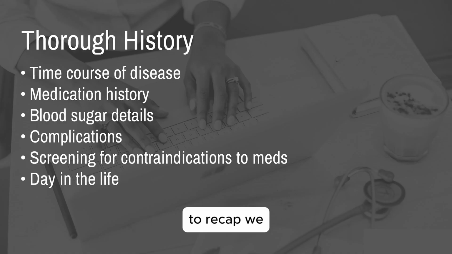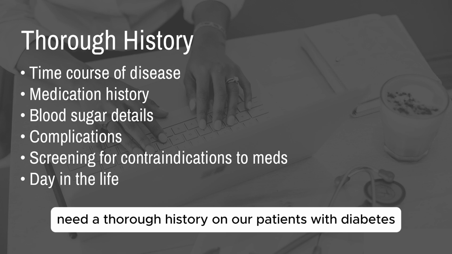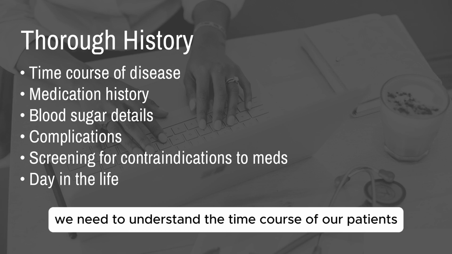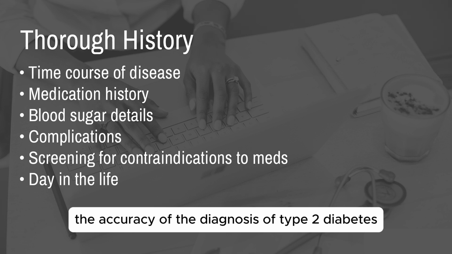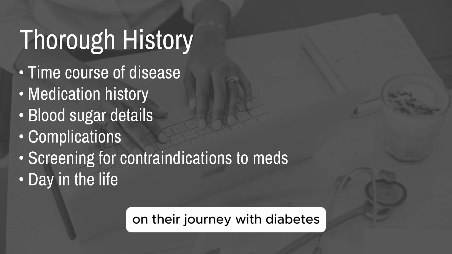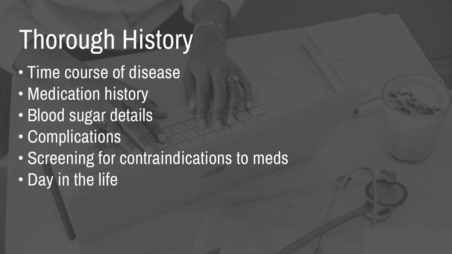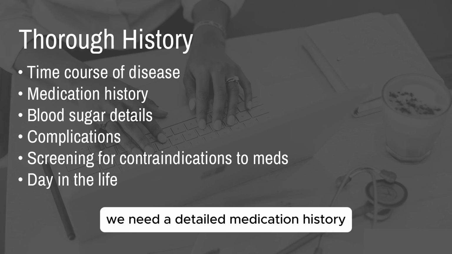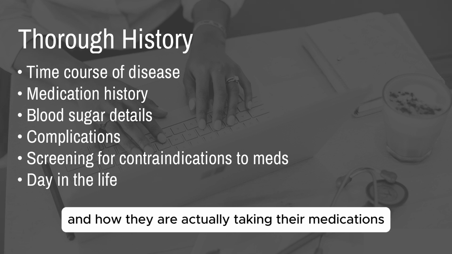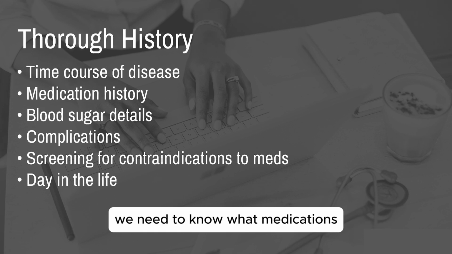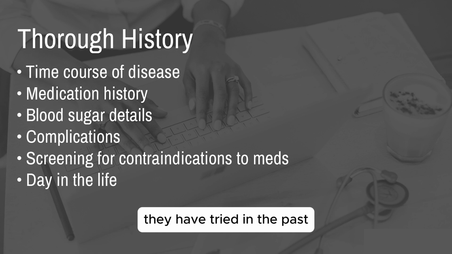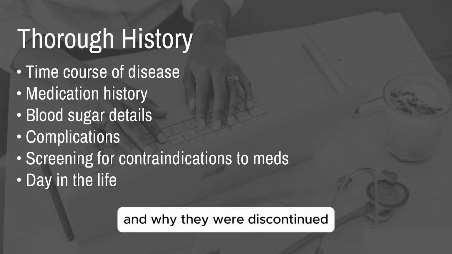To recap, we need a thorough history on our patients with diabetes. We need to understand the time course of our patient's diabetes to assess the accuracy of the diagnosis of type 2 diabetes, to understand where they are on their journey with diabetes, and how well their pancreas may be working. We need a detailed medication history. We need to know what they are taking and how they are actually taking their medications. We need to know what medications they have tried in the past and why they were discontinued.